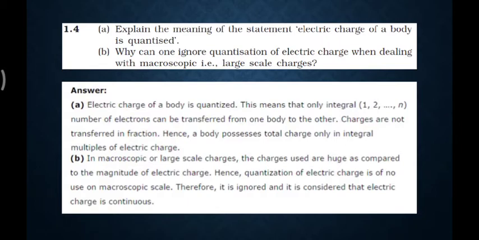Explain the meaning of the statement: electric charge of a body is quantized. Electric charge of a body is always quantized.